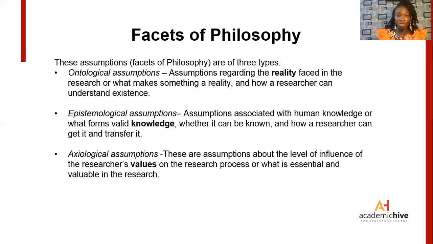Axiology or axiological assumptions are assumptions that are concerned about the level of your influence as a researcher on the research process. That is, what are your values as a researcher and how does it influence the research process you want to undertake? So it helps you to know what is essential or what is valuable in your research and what may not be valuable. So the three main points here are that for your research, ontological assumption deals with reality, epistemology deals with knowledge, and axiology deals with values.